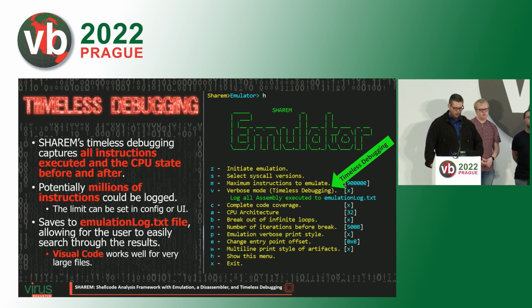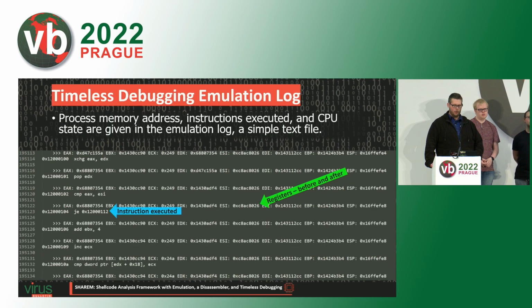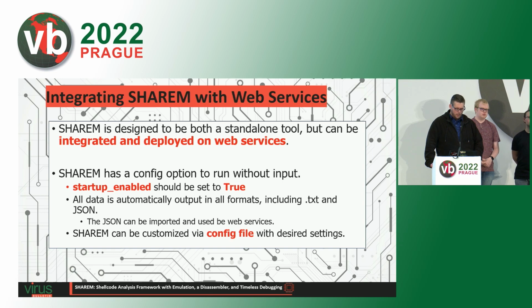And we do this in a very lightweight fashion, so it's output simply to a text file. I find that Visual Studio Code works very well, better than some other options for displaying it, so we can see the registers both before and after every CPU instruction. We've actually used timeless debugging on many different occasions to analyze shellcode and better understand its functionality, or to troubleshoot different issues.